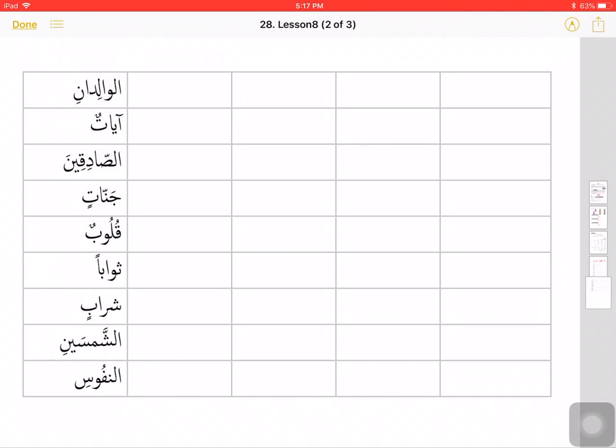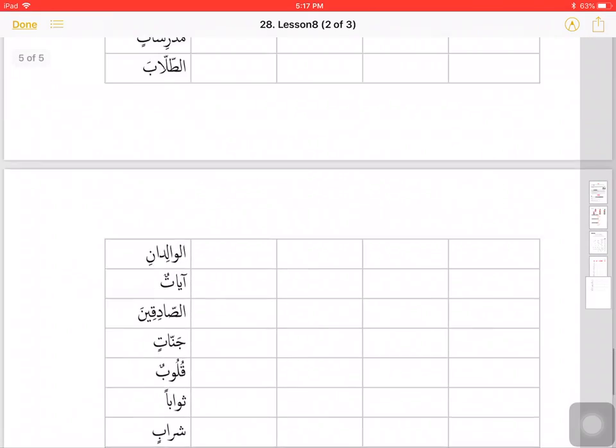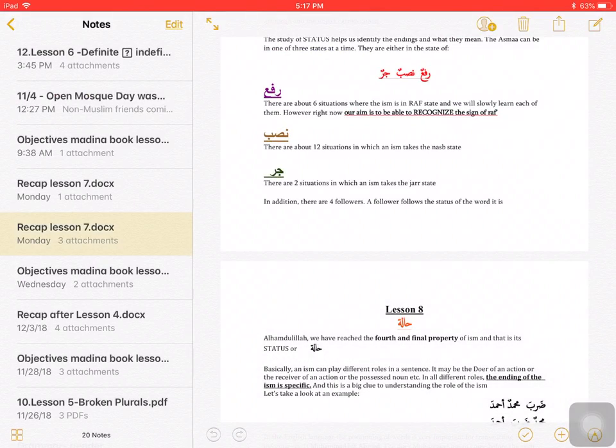Qulubun is jama, it is mu'annath, jama taksir, mu'annath, it's raf, and it is nakira. Thawaban is also nakira, it is mudhakkar, it is mufrad, it is nasb. Sharabin is mudhakkar, mufrad, nakira, and it is jar. Shamsaini is muthanna, it is mu'annath, it is ash-shamsaini, so it is ma'rifa, and aini is nasb or jar, and an-nufusi is mu'annath because it is jama taksir, and it is ma'rifa, and it is jar. So inshallah, hopefully we will be able to recognize the hala of the ism.